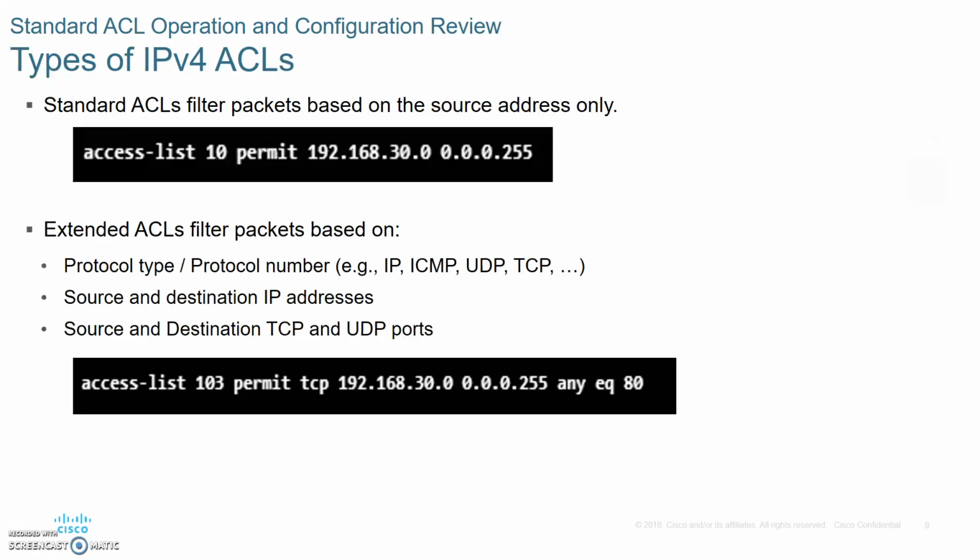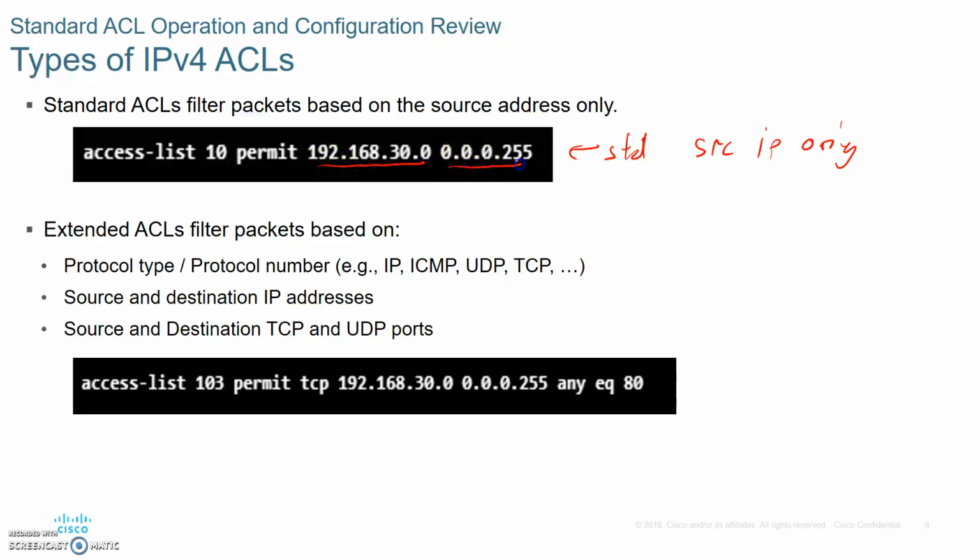Okay, let's look at the actual configuration of a standard ACL as compared to an extended ACL. So this is a standard ACL. You notice a standard ACL only checks the source IP address. So where do we put the source IP address? We put it here.